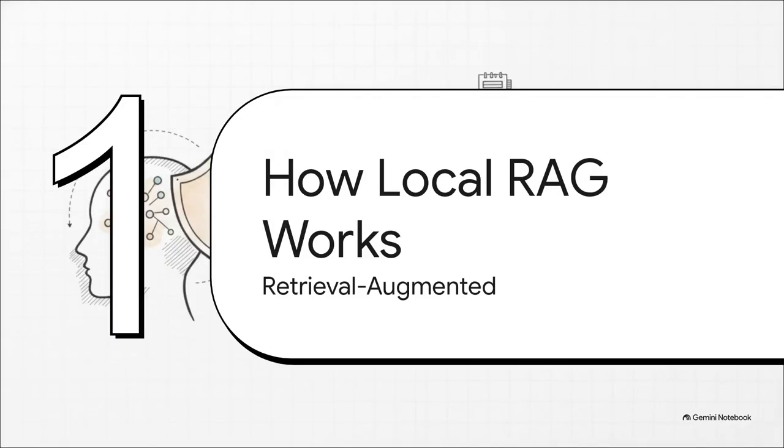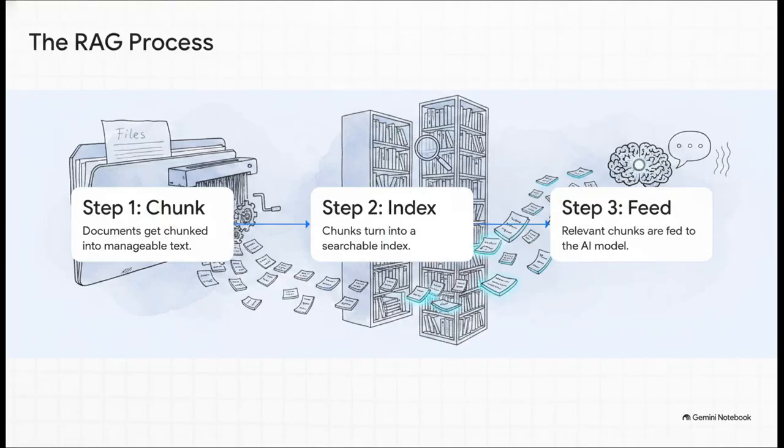Moving on to Section 3, how local RAG works. So you might be wondering, how does your computer actually read PDFs, Word docs, Excel files, and PowerPoints without the cloud? Well, it uses this clever piece of technical magic called RAG, or Retrieval-Augmented Generation. It's basically a 3-step process. First, your documents get chunked, broken down into smaller, manageable pieces of text. Second, those chunks are turned into a searchable index. Think of it like a massive, highly organized library catalog.